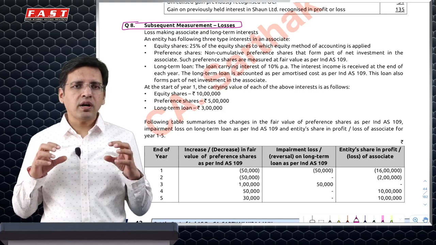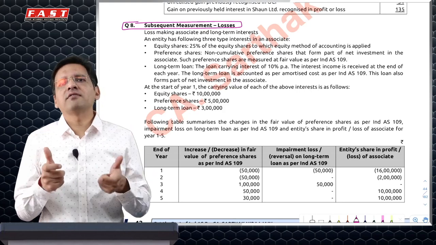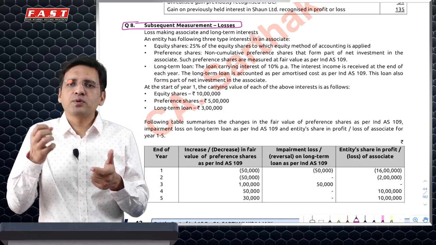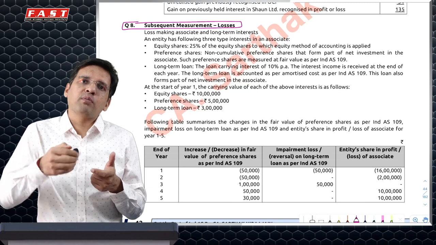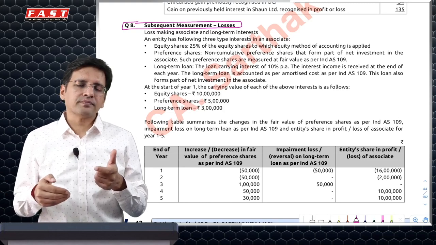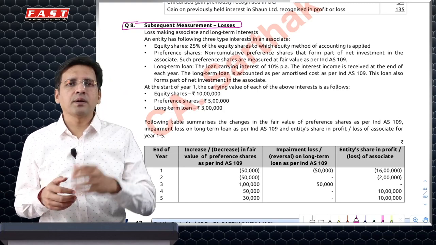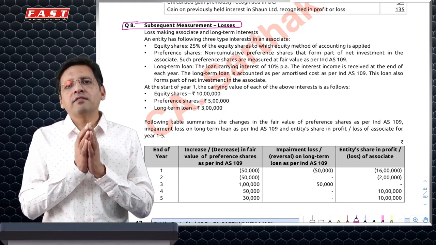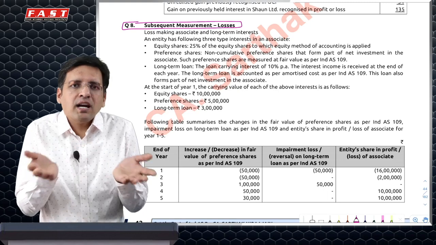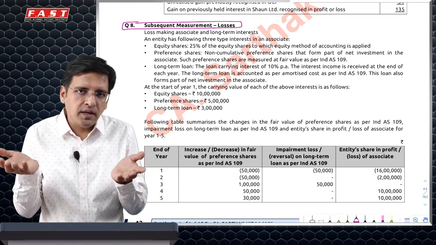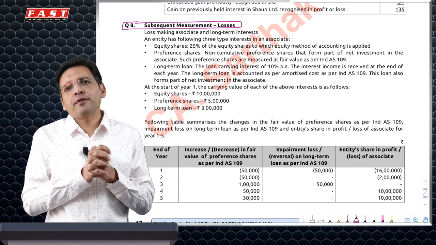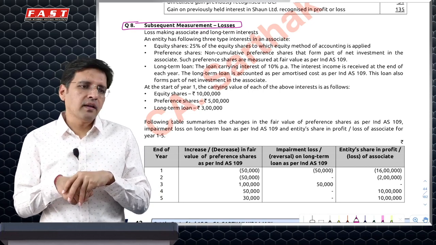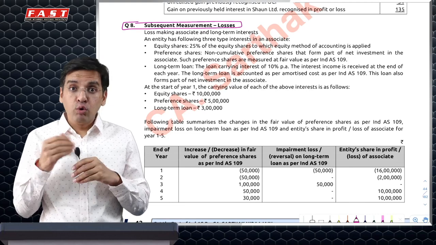So Ind AS says whatever forms part of your net investment in your associate or joint venture, you will have to recognize post-acquisition losses share from all of these and not just your investment in equity. Because ultimately, even preference share, the money may actually be lost if the company is making huge losses. You should kind of book losses there itself. Even loan if you have given.